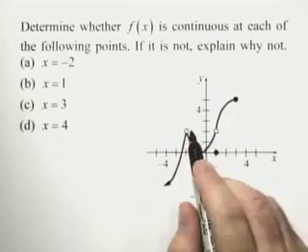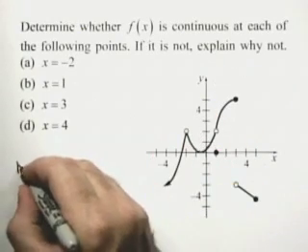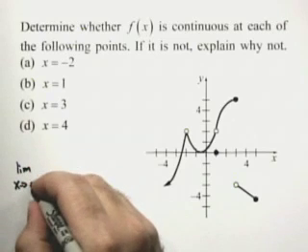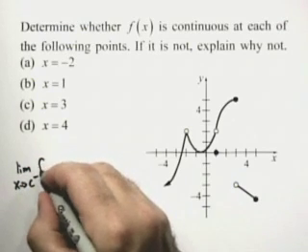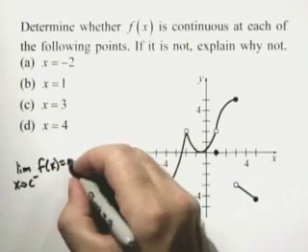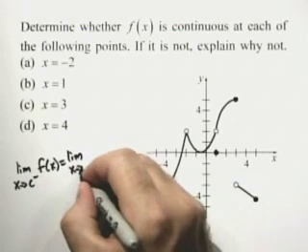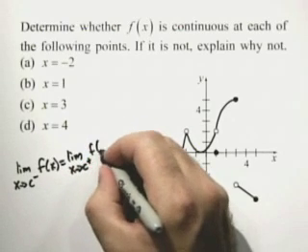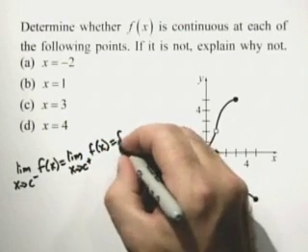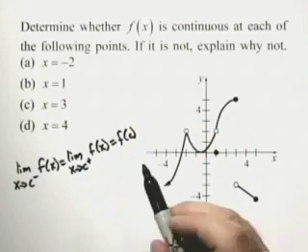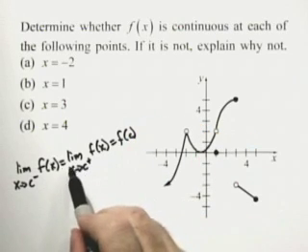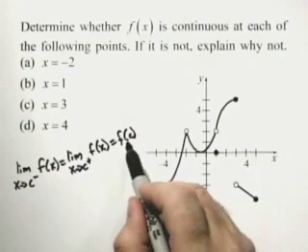In order for a function to be continuous at a point, recall we need the limit as x approaches c from the left to equal the limit as x approaches c from the right. And that has to equal f of c. So the two one-sided limits must exist and be the same and also be equivalent to the value of the function at that point.